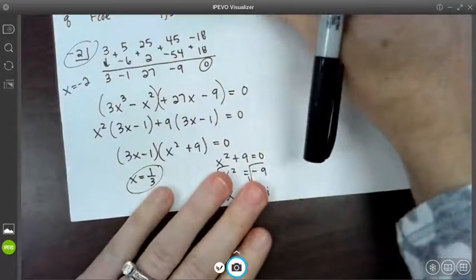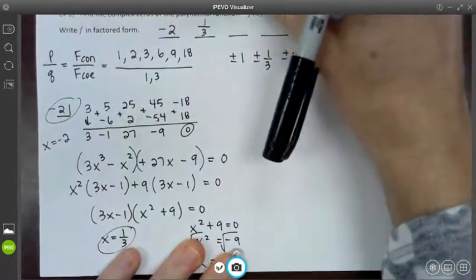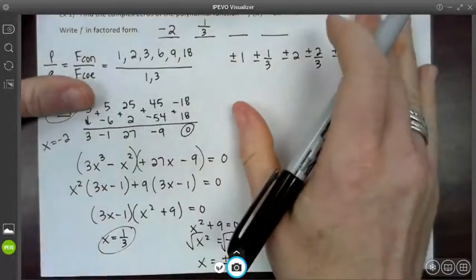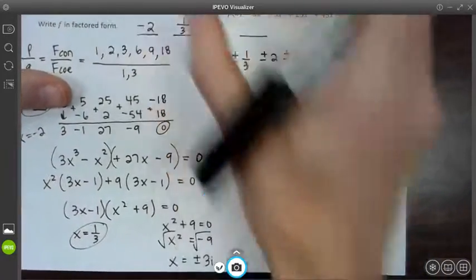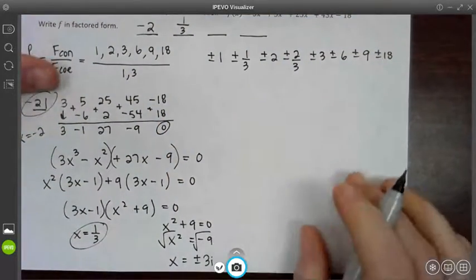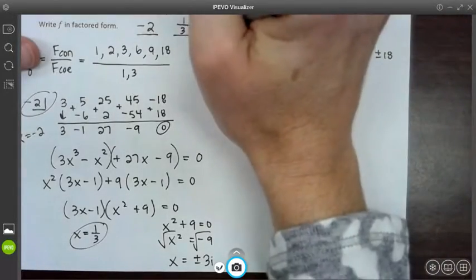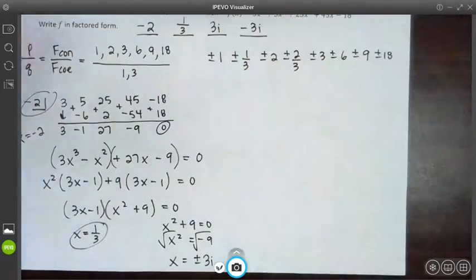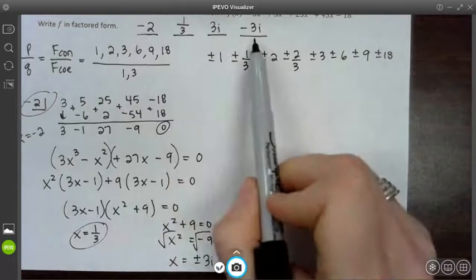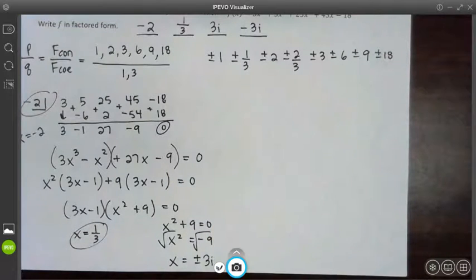So now I can fill in that my remaining 2 zeros are going to be positive 3i and negative 3i. So now I have found all 4 zeros to my degree 4 polynomial, all right?